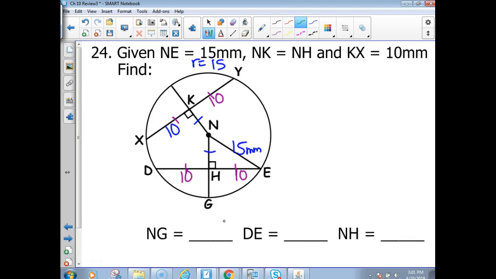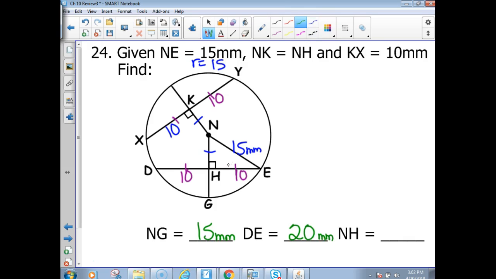Now I'm asked to find NG. NG is a radius. How big's the radius? 15. So it's 15 millimeters. Now it says to find D to E. Well, we already got it labeled. It's 10 and 10, total of 20 millimeters.